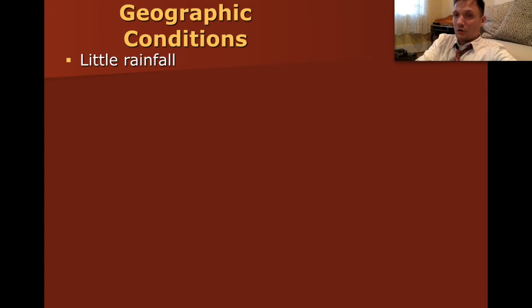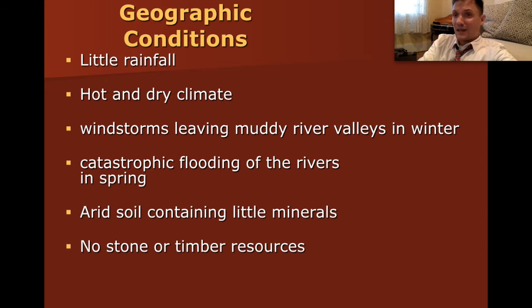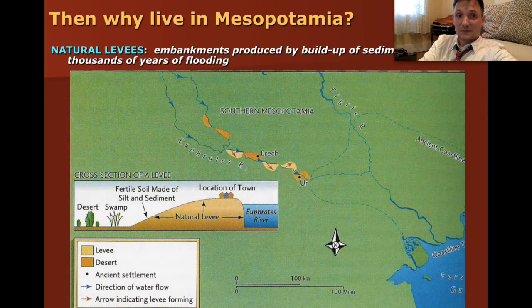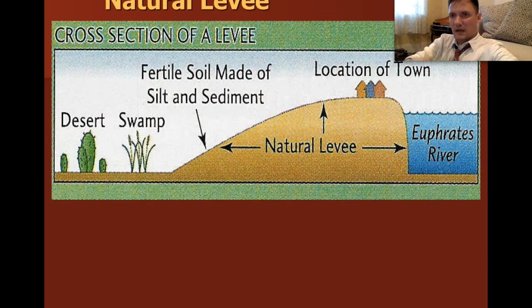Well, wait a minute. Let's go back to this real fast. Who the heck wants to live in that? Well, here's the thing. They hit it at the right time. Why live in Mesopotamia? These things called natural levees. So make sure you write down what a natural levee is and why it was beneficial to them. So anyway, a natural levee, as you can see right here, you can draw this up if you want, just so you can better understand it.